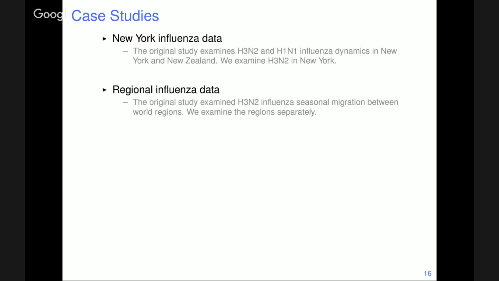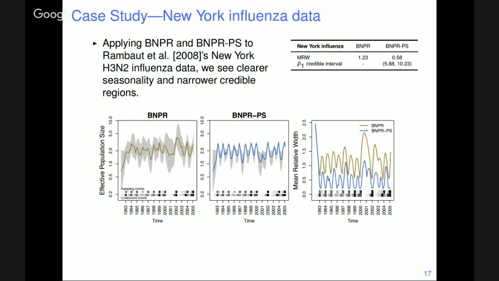So I'm going to show briefly 2 case studies. Both have to do with influenza, but one is focused on New York State, and the other looks at more regions. This is the same data set that Andrew Rambaut analyzed in 2008 with co-authors, from the paper that I showed in the very beginning. We took just one genealogy estimated from the sequence data. So we're conditioning on the genealogy, which is a limitation. I want to emphasize this again.